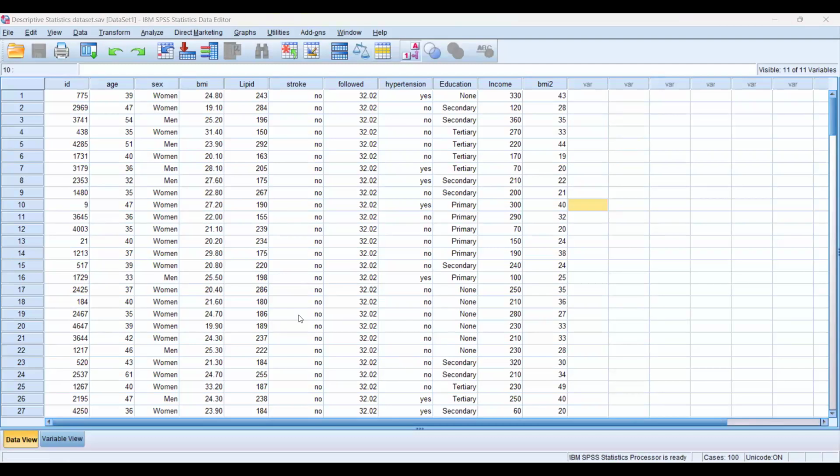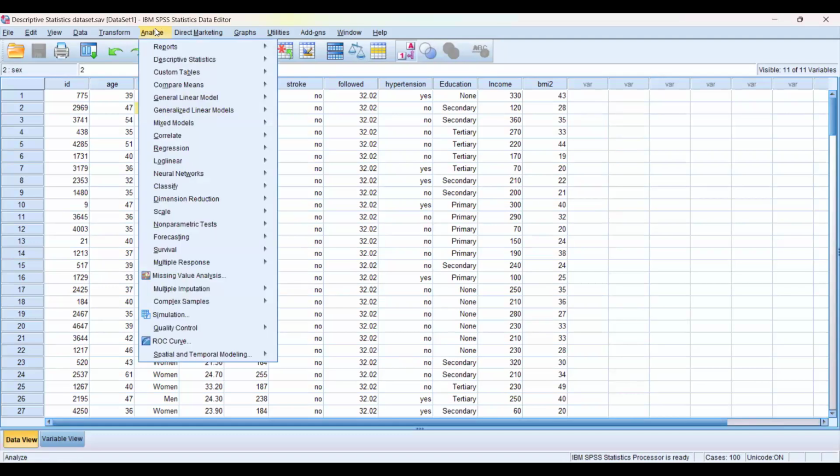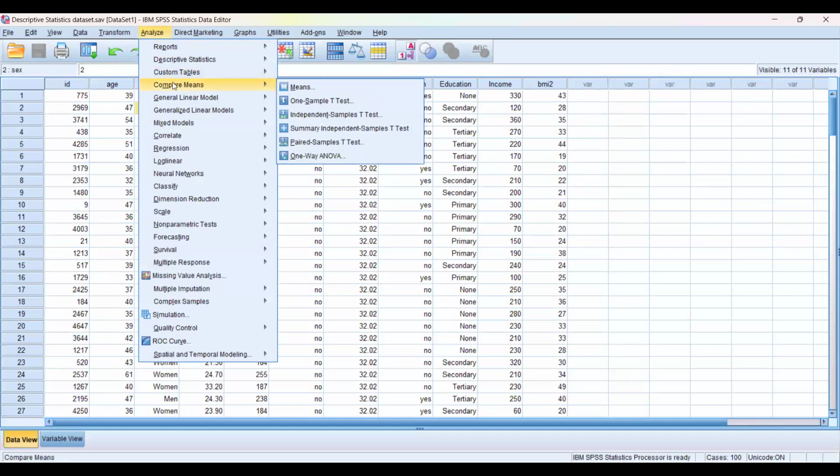All right, so I have my data set here, and I'm going to run a one sample t-test. So I go to analyze, and under analyze, what we do in t-test is we are comparing means. And as you can see here, we have a one sample t-test, we have the independent sample t-test, we have the paired sample t-test, we even have the ANOVA here. But the one I'm doing is the one sample t-test, and I pick that.